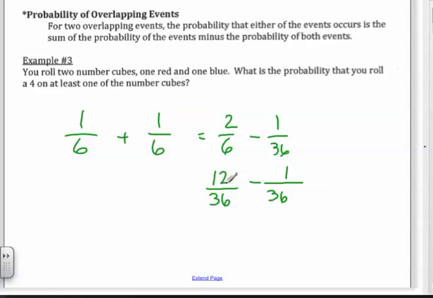So 12 over 36 minus 1 over 36 gives me 11 over 36. That is the probability that I roll a 4 on just one of them. All right? Thank you, guys. Let's look at the next one.